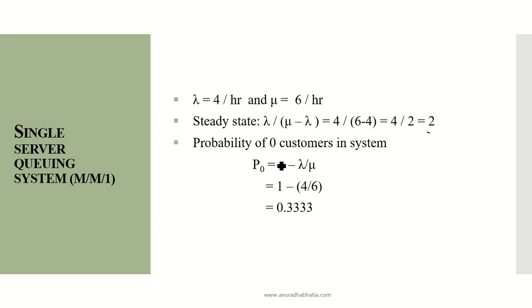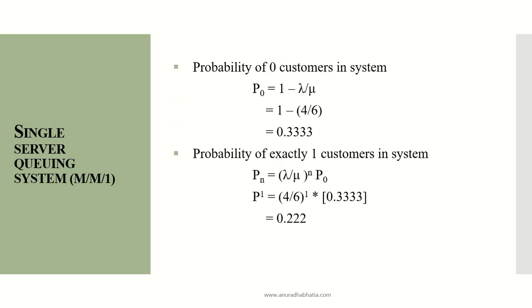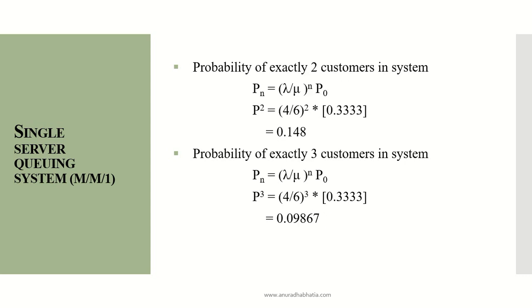Probability of 0 customers in the system. So 1 minus lambda upon mu, it is 1 minus 4 upon 6. So the answer is 0.3333. Probability of 0 customers in the system, we have found the answer is 0.3333. Now let's find the probability of exactly 1 customer. So it will be raised to the power of 1. The answer is 0.222.